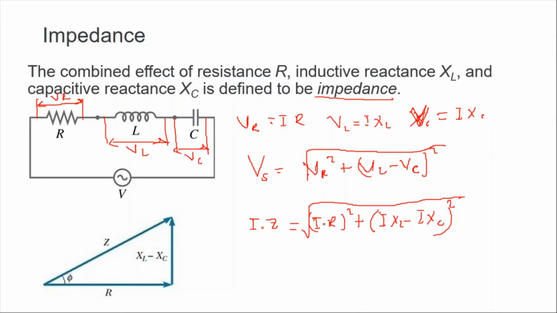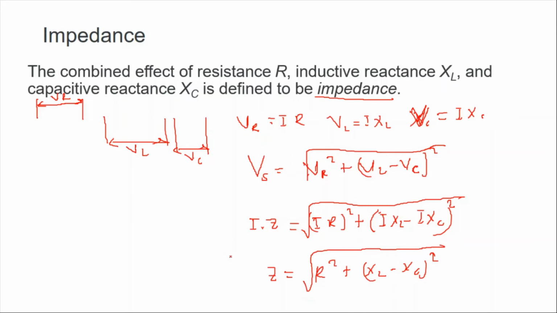Now, as you see, we have an I here, also here. So if we simplify this equation, all the currents here are going to cancel each other. So the impedance, which we show with Z, is going to be equal to the square root of R square plus XL minus XC square.